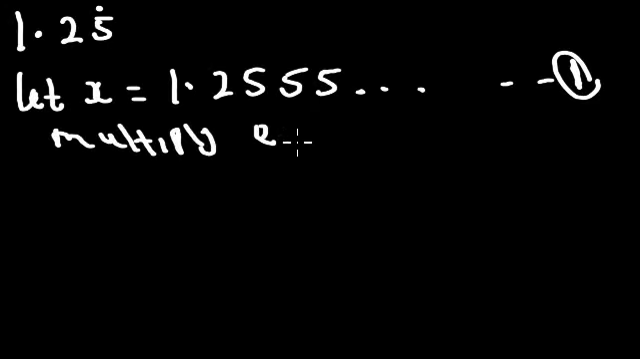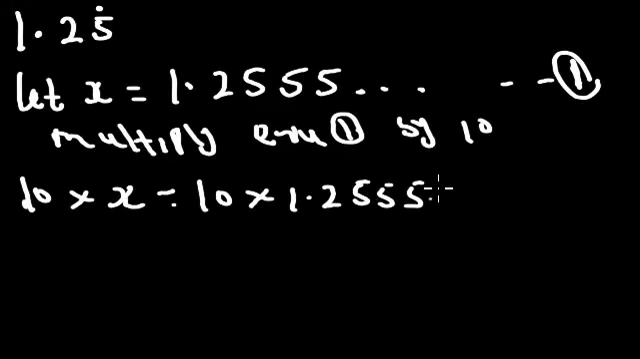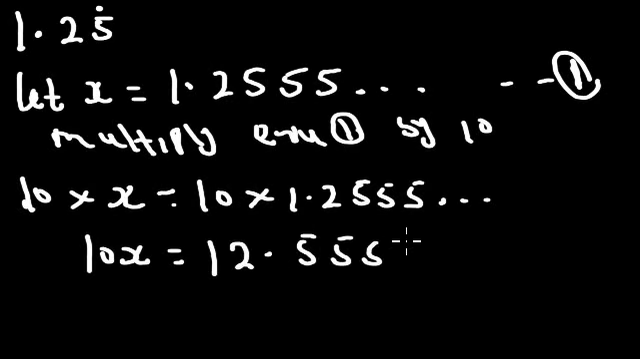So multiply equation 1 by 10. Thus, we now have 10 times x to be equal to 10 times 1.2555 repeating. If we simplify that, 10 times x is 10x, and 10 times 1.25555, we just shift the decimal point 1 unit to the right, and then we have 12.555 repeating. Am I communicating? We can call that our equation 2.